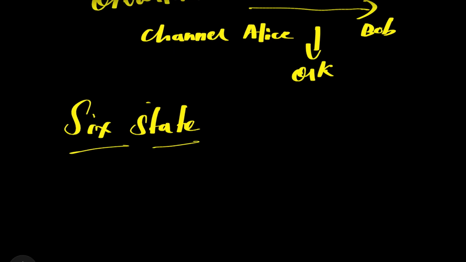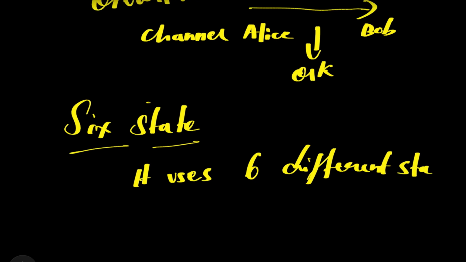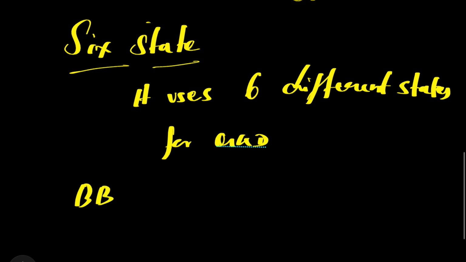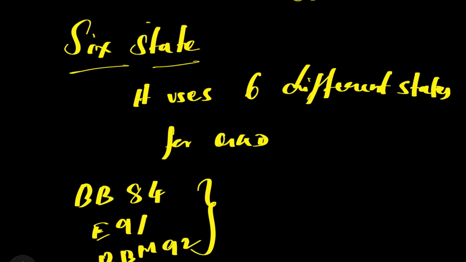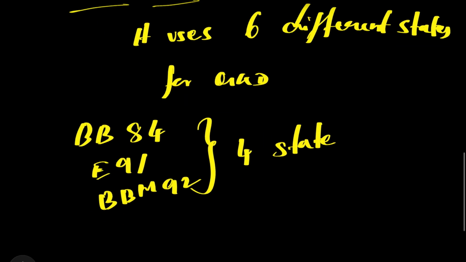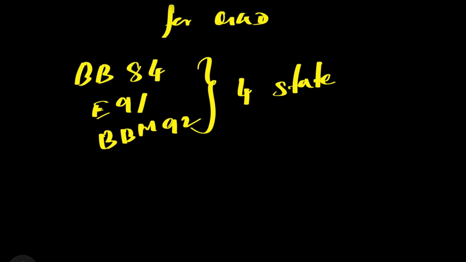In that way, now we are stepping into the six-state protocol. The term itself states that it uses six different states for the QKD process, whereas the earlier BB84, E91 and BBM92 all use four states. We have just used two bases, namely the Z basis and the X basis.